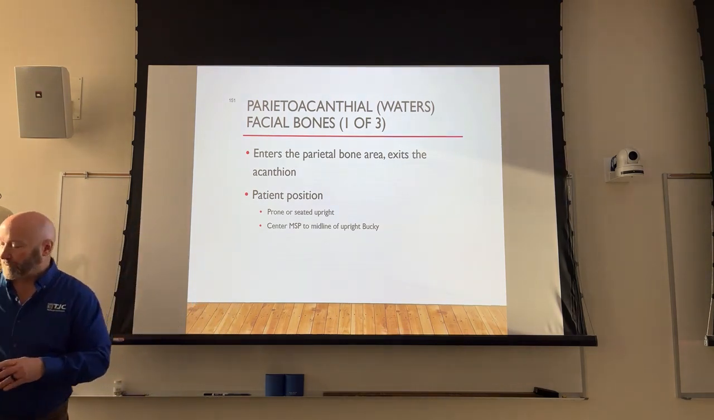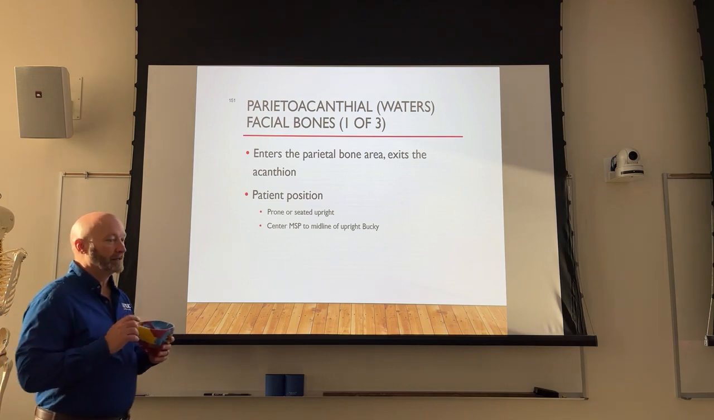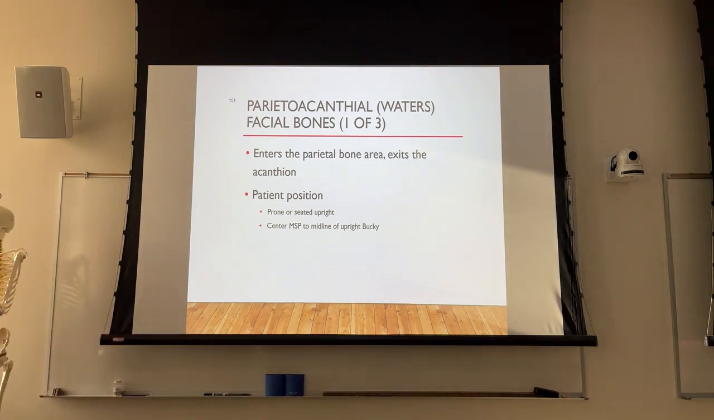All right, so we have two different Waters, and it's going to be a little bit confusing to you. Let me see if I can get to them real quick and show you why they are kind of confusing. So in your projections of everything else, if you're looking at a Caldwell on page 38, for example, what you're angling to is, let's say, central ray position, orbitomeatal, medial, perpendicular.